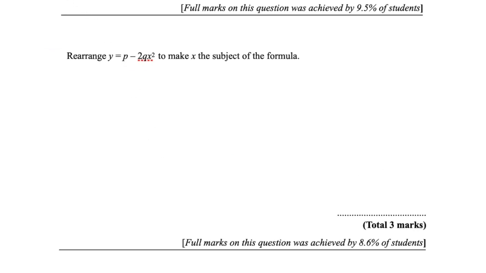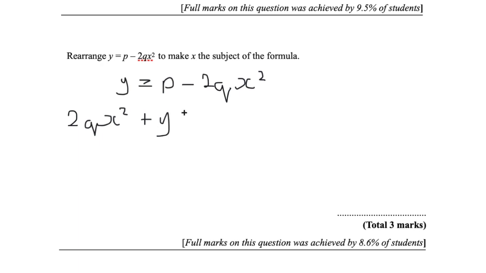Okay, so this is our second question, and this one was only answered correctly by 8.6% of students. So this time we've got rearrange y equals p minus 2qx squared to make x the subject of the formula. Okay, so the way I would first approach this is, if we want to make x the subject, we're going to want it to be positive. So I would just add this to the other side and make it positive. So we've got 2qx squared plus y equals p. I would then subtract our y. So we've got 2qx squared equals p minus y.